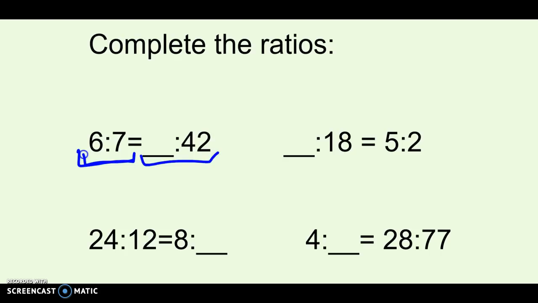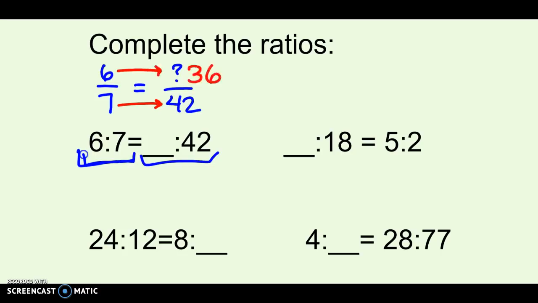So the strategy for these is to think about what you are multiplying or dividing by. I can think of this as 6/7 and then something over 42. And I can tell here that I'm multiplying by 6. So this number needs to be multiplied by 6, and I would get 36 here. It's a little harder to see when it's written in one horizontal line like this, but we can still figure it out. This got multiplied by 6, so this needs to get multiplied by 6, and we get 36.